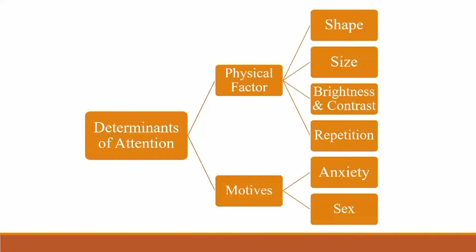There are multiple factors on which attention depends. The first one is the physical factors, like the shape of the stimulus, the size of the stimulus, the brightness, the contrast, and how frequently it is getting repeated. And the second one is motives. For example, if you are hungry, you might tend to give more attention to the stimuli of food in your environment.